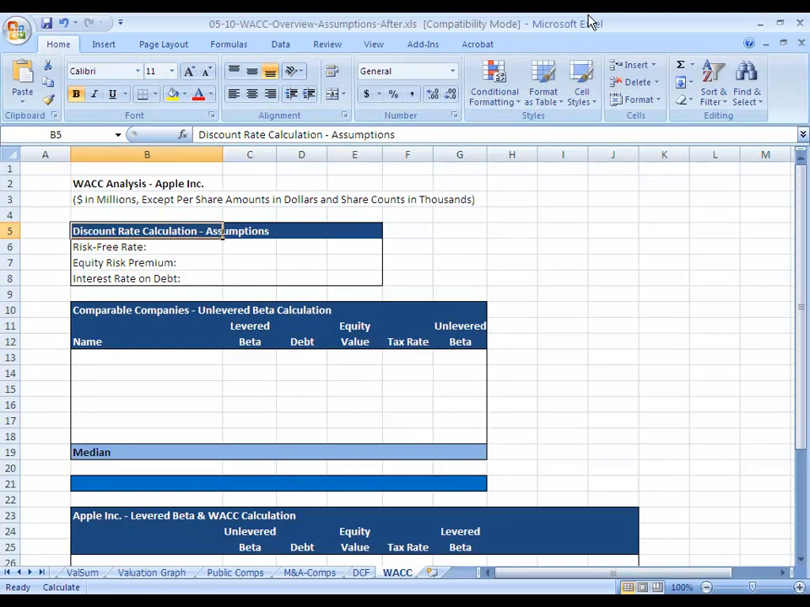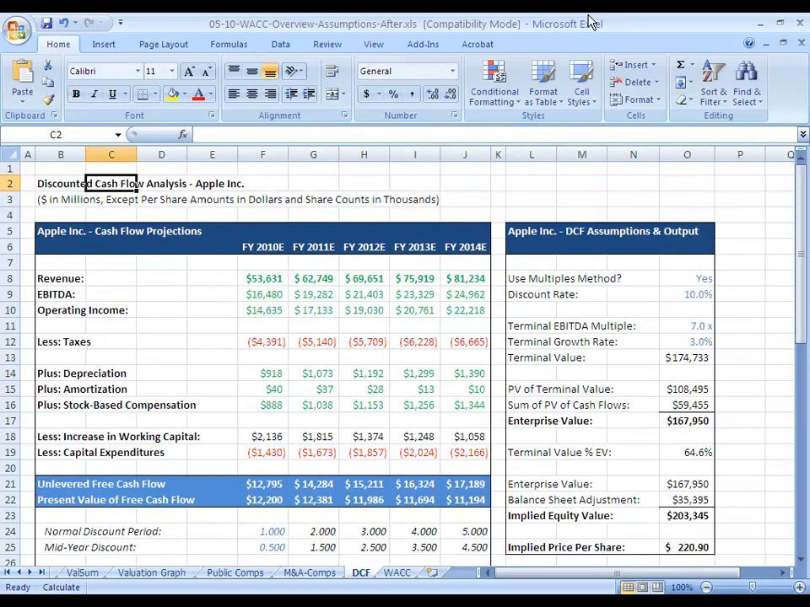In this video, you're going to learn about WACC, the weighted average cost of capital, which is a more accurate way to determine our discount rate in a DCF analysis. Now, in the previous videos, we went through the DCF, and we saw how one of the critical components of this analysis is determining the discount rate.